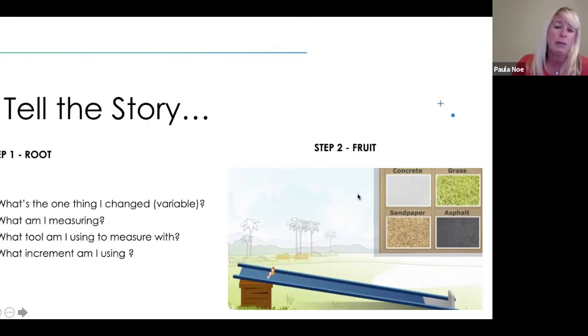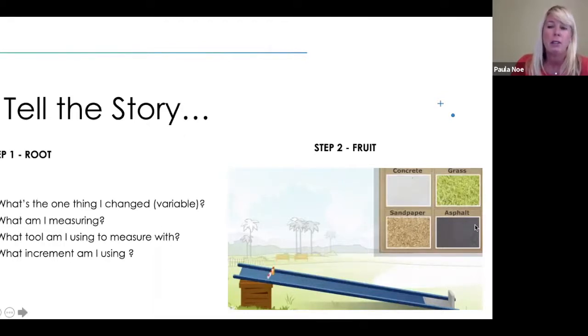use. And then the fruit would simply be the actual experimental design that we put in front of them. So you can see the picture of the fruit here, which would be the one thing I'm changing, the variable, would be the surface type.